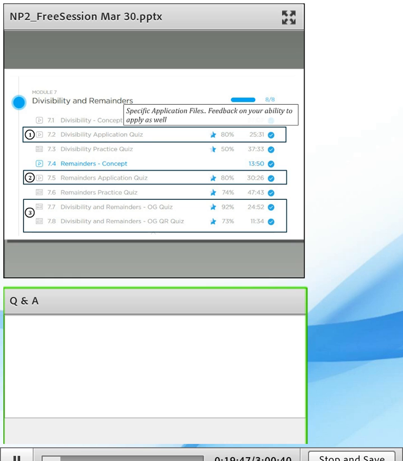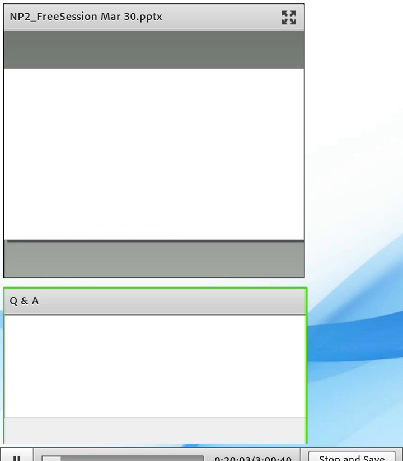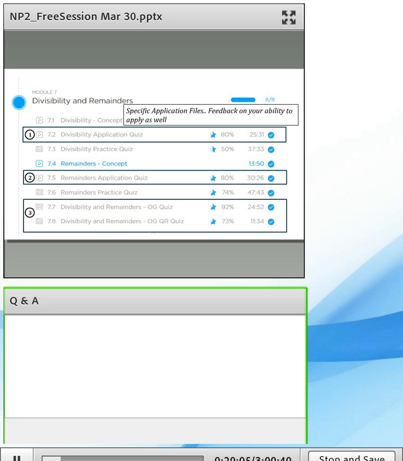In the e-GMAT course, we have these entities called application files. They focus on teaching you how to apply concepts just like a private tutor would do. They tell you what you do in step one, what you do in step two, and so on and so forth. And once you learn how to apply those concepts, you actually get very specific practice quizzes over here as well. So, divisibility practice quizzes and remainder practice quizzes over here.